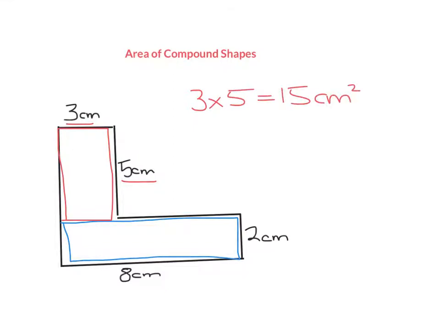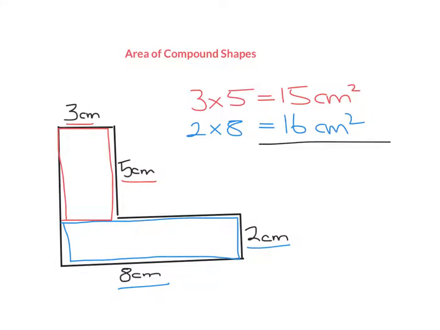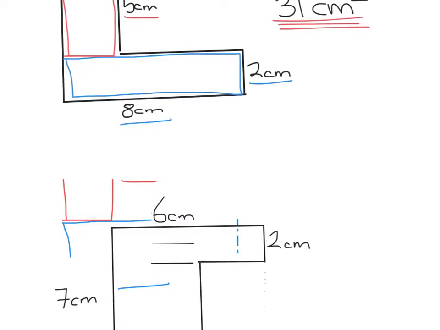Okay, and the blue rectangle is 8 centimeters wide and 2 centimeters tall. So that's 2 times 8, which is 16 centimeters squared. And to find my total area, I just add the two of them up, which gives me 31 centimeters squared, and that is my answer. Okay, let's have a look at the next one.